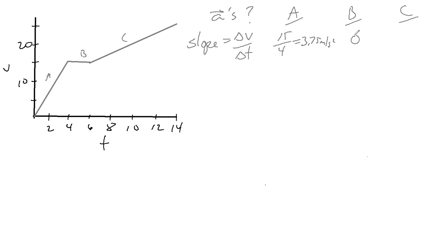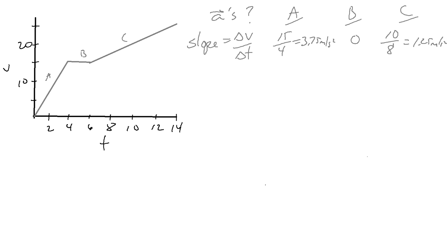If we look at the change in V, it starts at 15 and it goes up to 25. So the change in V was 10, and that lasts for 8 seconds. So we've got 10 divided by 8, and of course 10 divided by 8 is going to give us 1.25 meters per second squared. So those would be the 3 accelerations for those points.